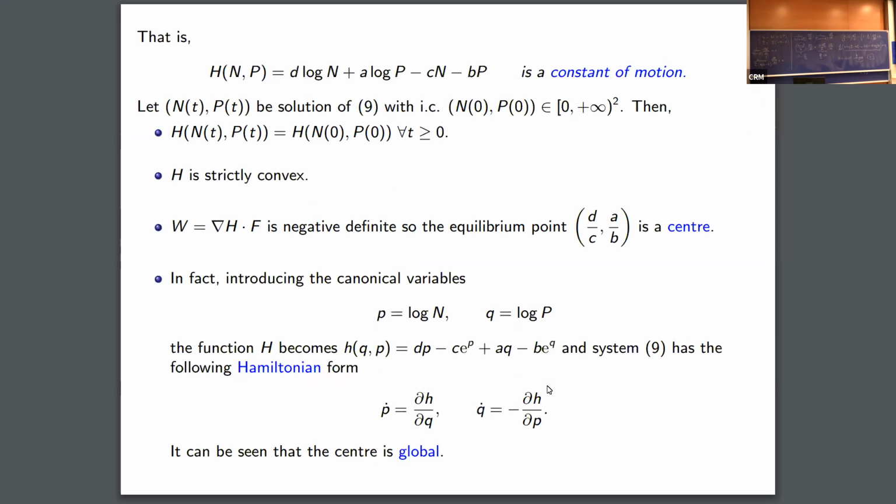If you do this, let me again do the change of variables. So call small p the logarithm of n, small q the logarithm of p. And what you get is that your system is Hamiltonian, in the form that Emma told us yesterday. And if it is Hamiltonian, what do you get? In a Hamiltonian system, you can never have a limit cycle. You cannot have a focus. So this point must be a center. And you can also prove that it is a global center.